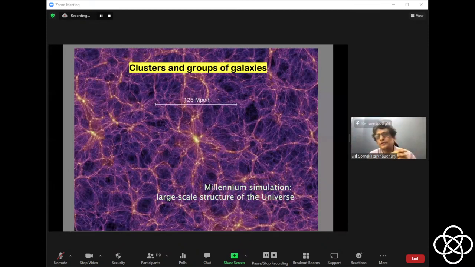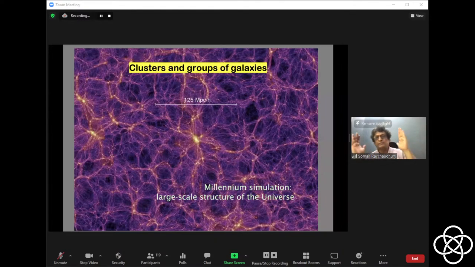Okay, so here is a simulation. This is a simulation, not of galaxies, but of the underlying matter. And I'm going to talk about that today. This underlying matter shows the large-scale distribution of matter in the universe. Now, where do galaxies, groups of galaxies, clusters of galaxies fit in?